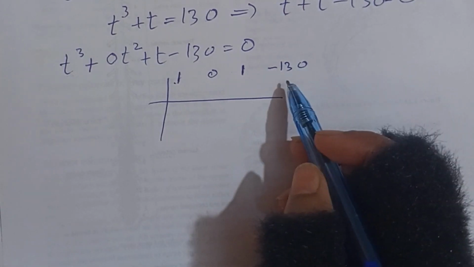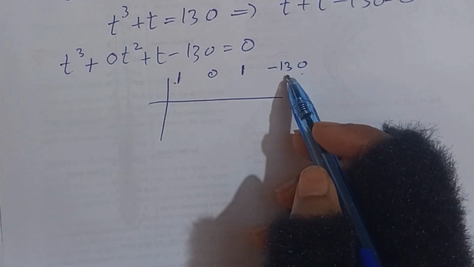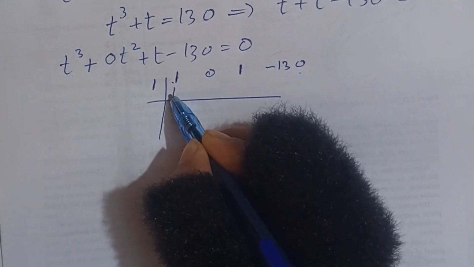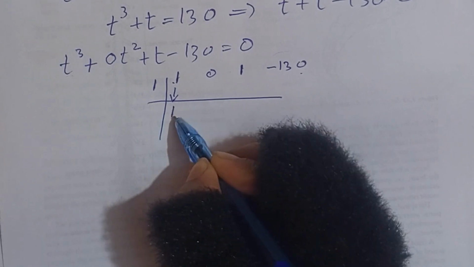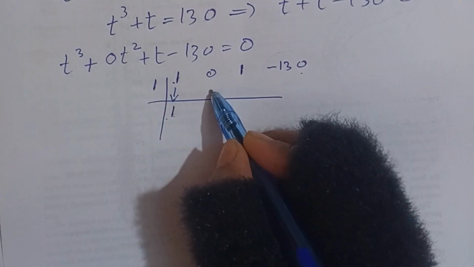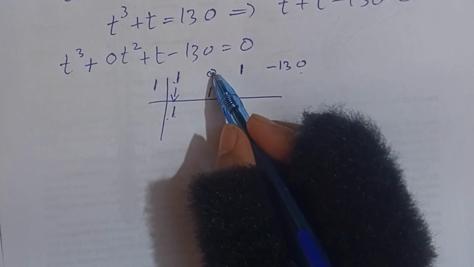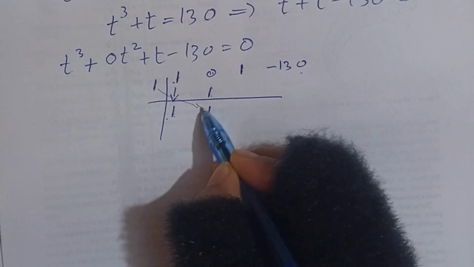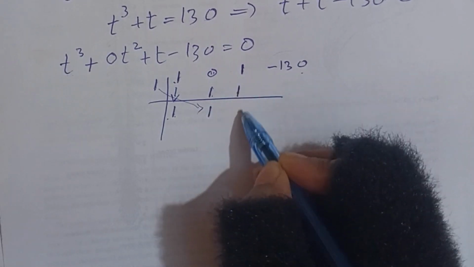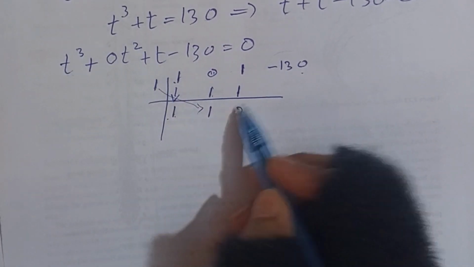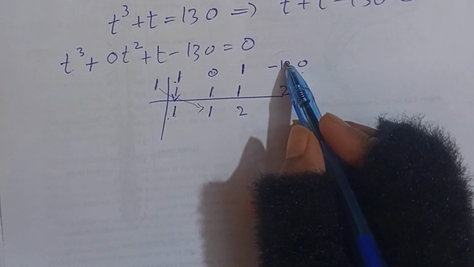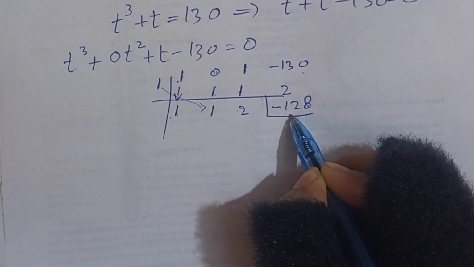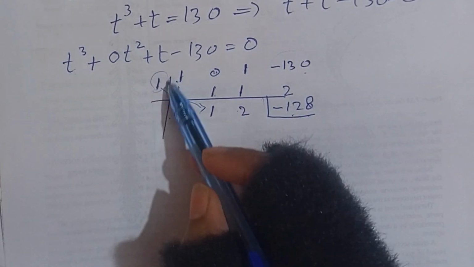In synthetic division, we know that the remainder should be 0. So we randomly select a one digit number. So we choose 1. We write this number as it is. This is 1. So multiply 1 by 1, we just get 1. If we add, then we get 1. After that, we multiply this 1 again, we get 1. And 1 plus 1 is 2. Then multiply 1 by 2, we get 2. And if we solve this, then we get minus 128. The remainder is not 0.